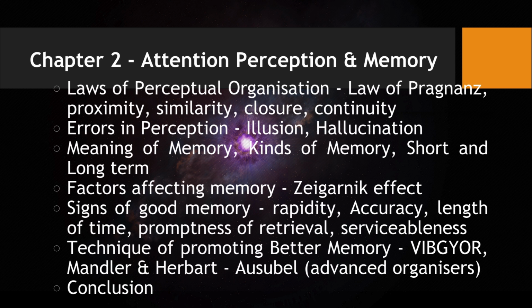Let's see short-term memory and long-term memory in detail. Short-term memory, also called primary or working memory, lasts for only 15 to 30 seconds. We remember a telephone number till we get the connection. That is called short-term memory.